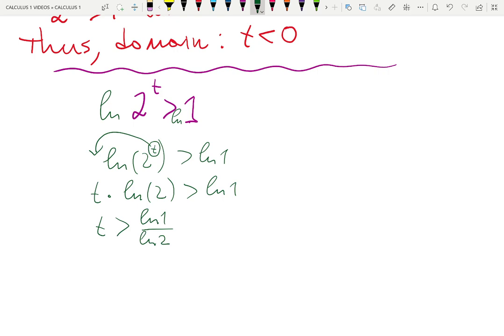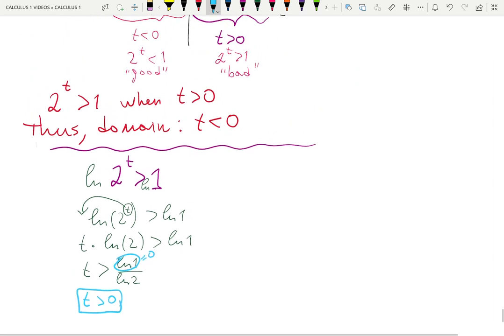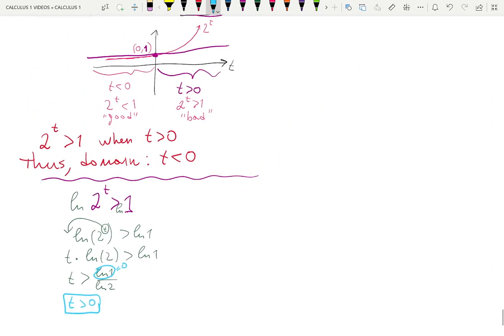Well, we're supposed to have t larger than 0, right? But ln of 1 is what? 0. Thus, we have t larger than 0, and it worked well. So that's what I would do because it's kind of faster. But it all depends if you remember the graph of the function or you don't. That's the only, I guess, difference.